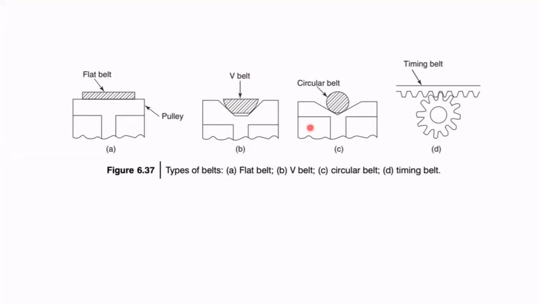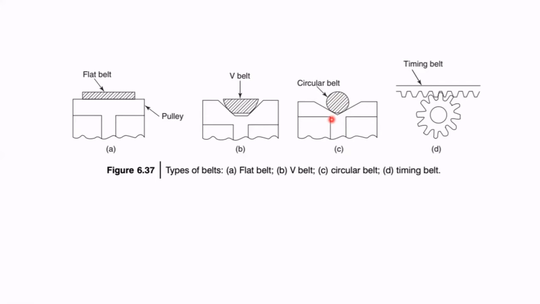The third one is the rope belt, meaning a circular belt. Here the cross section of the belt is round, meaning circular. This rope means rope-like. The rope is arranged in the groove. The pulley has a groove, and the circular belt moves in the groove, so more contact and more friction is there. It can transmit more power when compared with the flat and V belt.